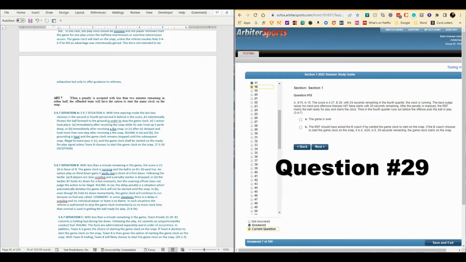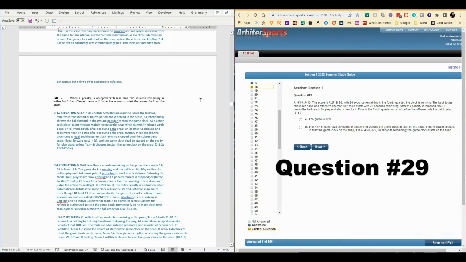Choices are A, the game is over, or B, the referee should have asked the B coach if he wanted the game clock to start on the snap. If the B coach chooses to start the game clock on the snap, it is A's ball, 4th and 20, 20 seconds remaining. The game clock starts on the snap. And the rule reference is 3-4-7. This is a rule that was brought in place three or four or five years ago, so relatively new. 3-4-7 says, when a penalty is accepted with less than 2 minutes remaining in either half, the offended team will have the option to start the clock on the snap.